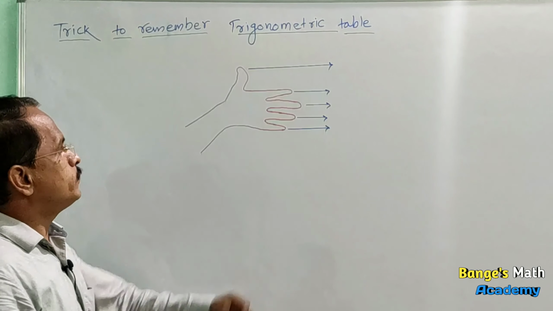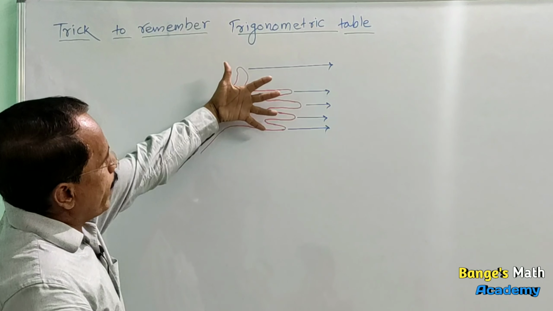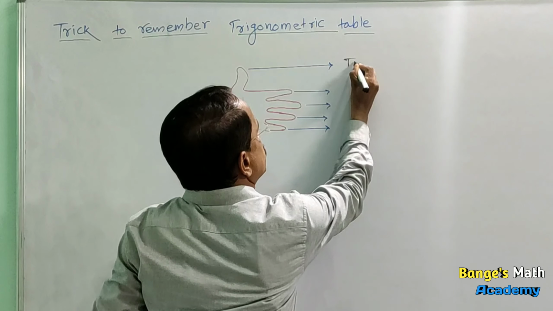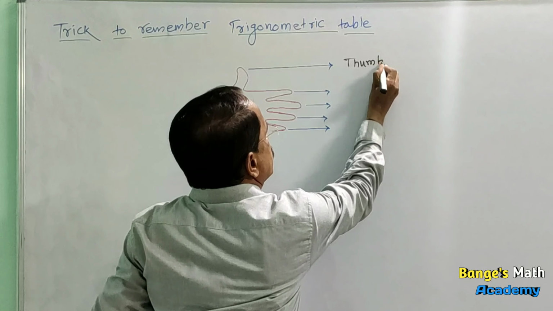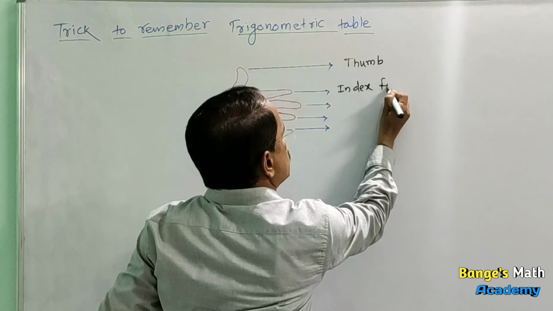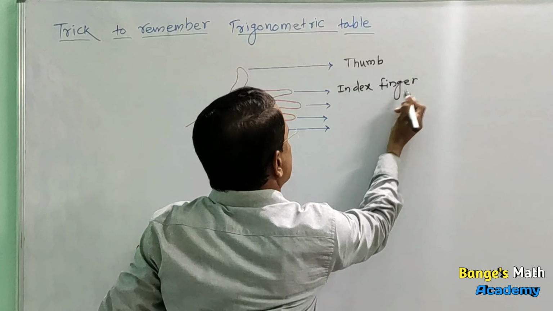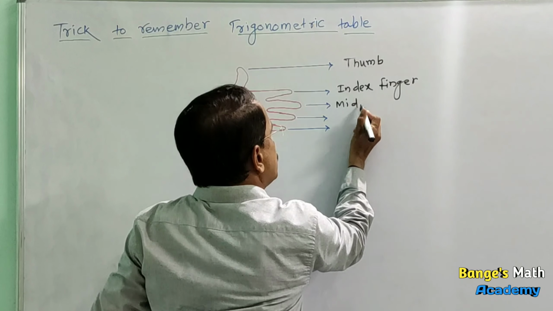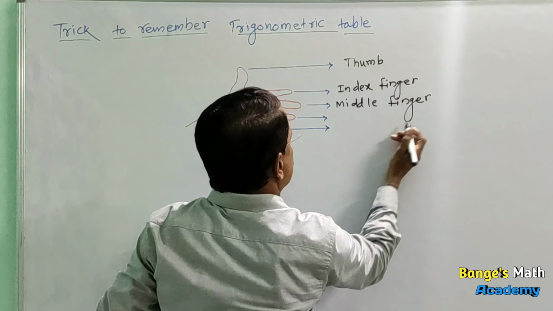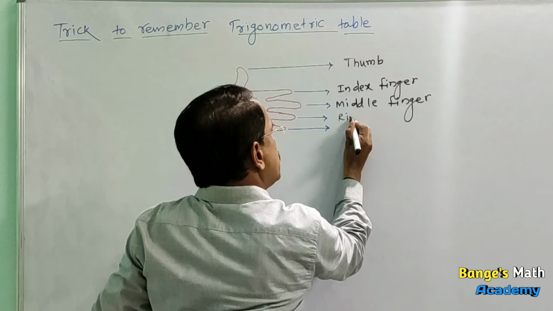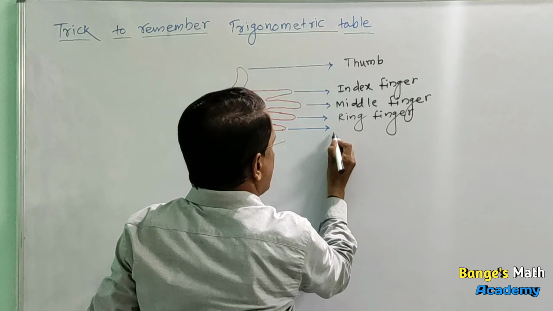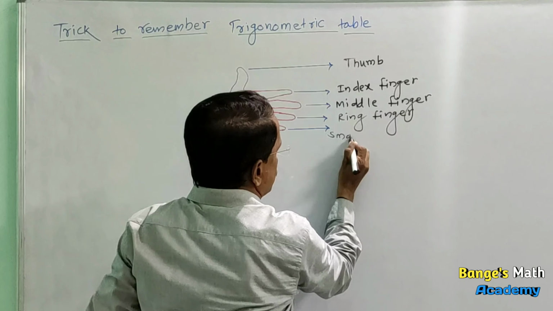Let's start. See, this is our left hand. This finger is thumb. This finger is index finger. This one is middle finger. This is ring finger. And last one is small finger.